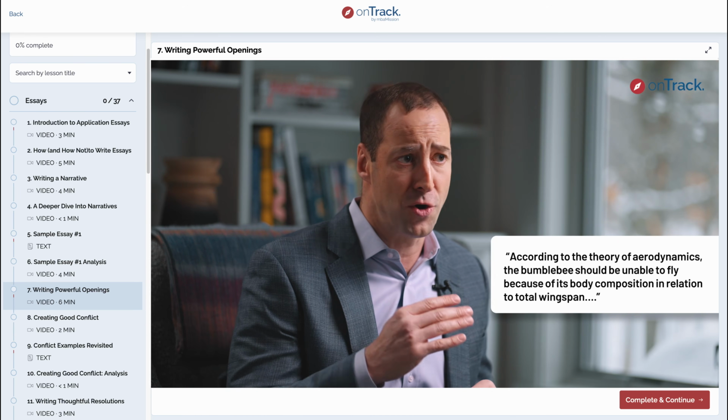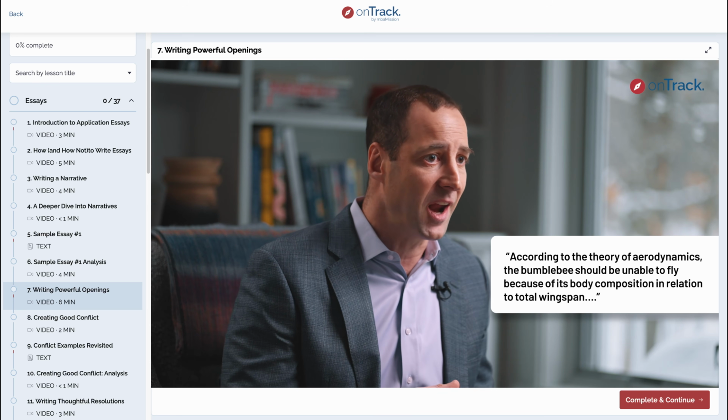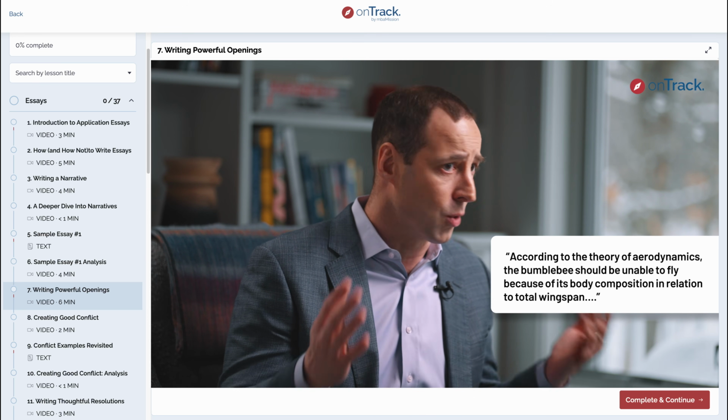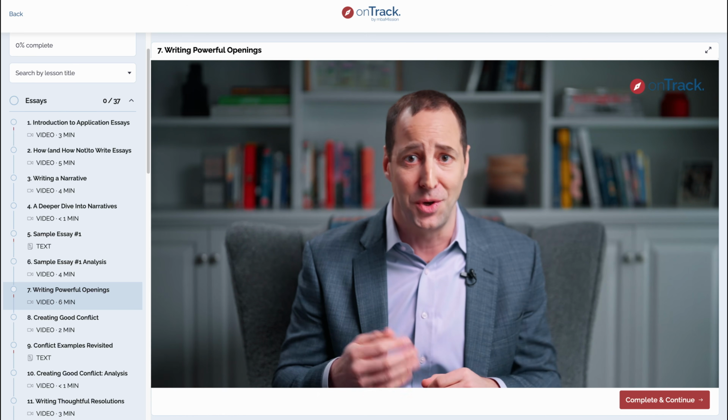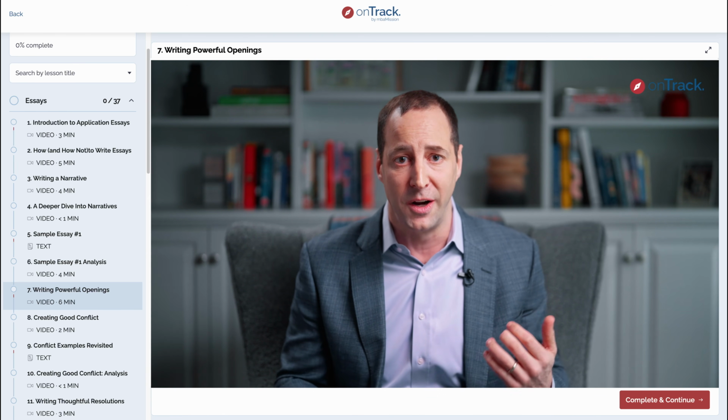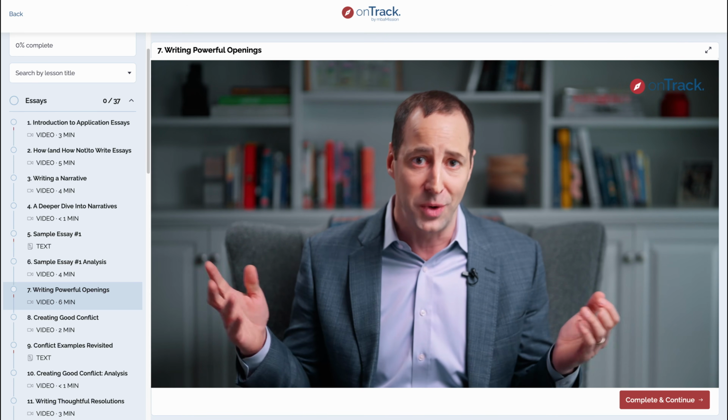According to the theory of aerodynamics, the bumblebee should be unable to fly because of its body composition in relation to total wingspan. This is actually an excellent use of a quote. It's fiercely original, and the allegory becomes quite clear, as you will understand when you read the essay.